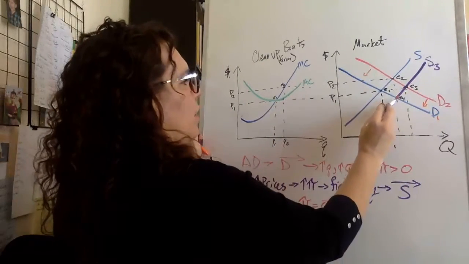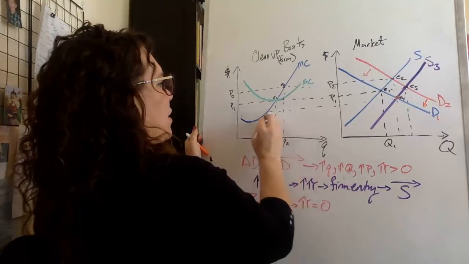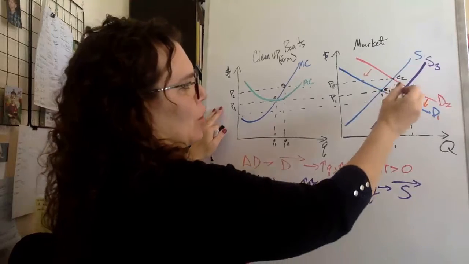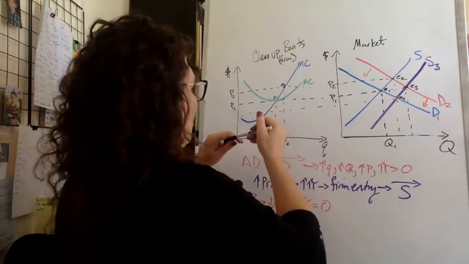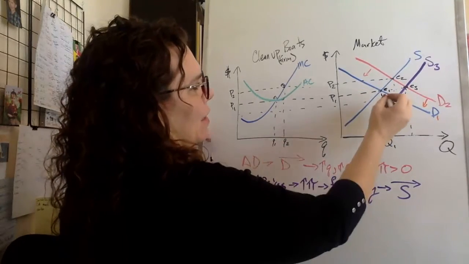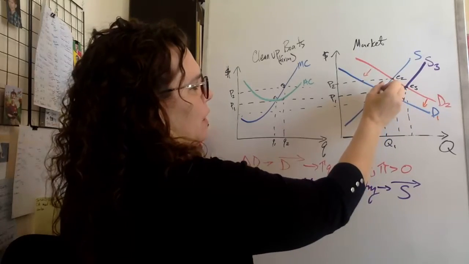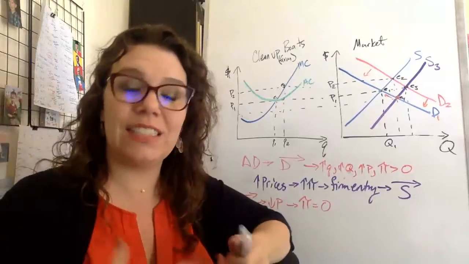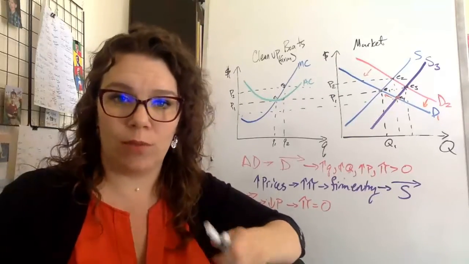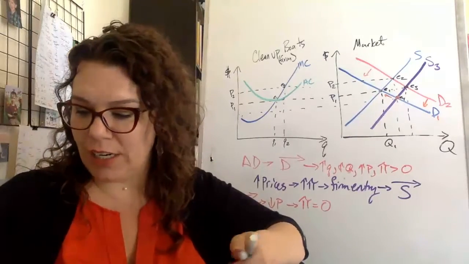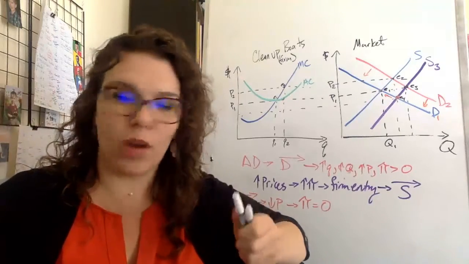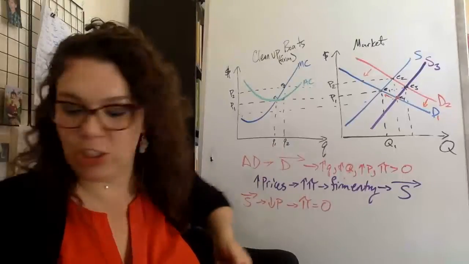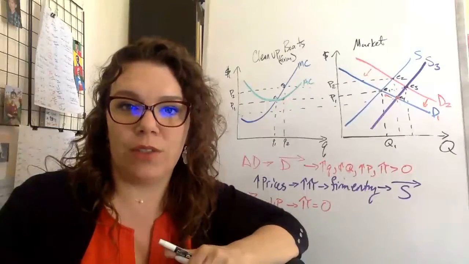And that will lower prices below P1. That's going to lead to firms leaving the market and move us back up to supply curve 1. So in the end, in the long run, we'll resettle in our original equilibrium. We're going to see prices unchanged. The market quantity is going to decrease. We're going to see the firm quantity stay unchanged, and we're going to see the number of firms decrease.